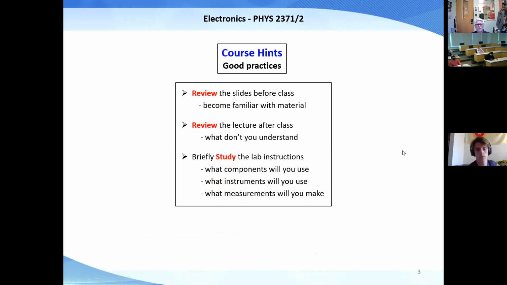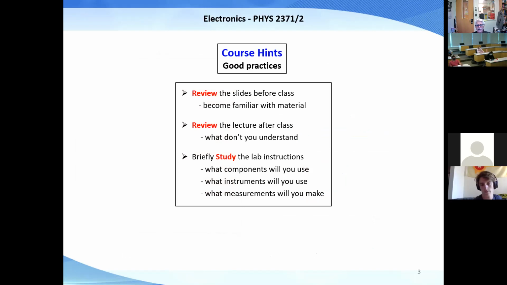Okay, course hints, good practices. Please review the slides before class. Even if you don't understand the material, if you have a visual of it, then by the time it comes into the lecture class and you see it in lecture, you'll absorb more in your mind just because you've seen it before. So please try to look at the slides before you come to the lecture. And then review after the lecture, what don't you understand, okay?